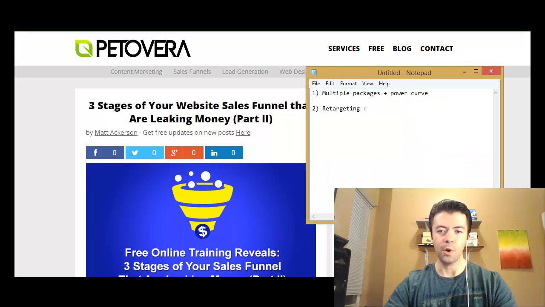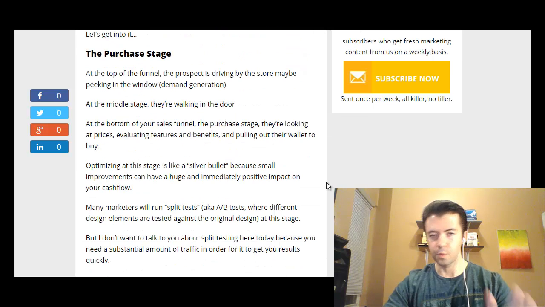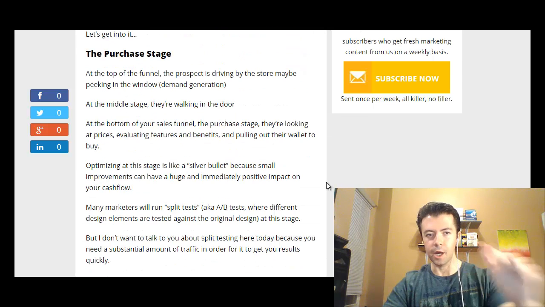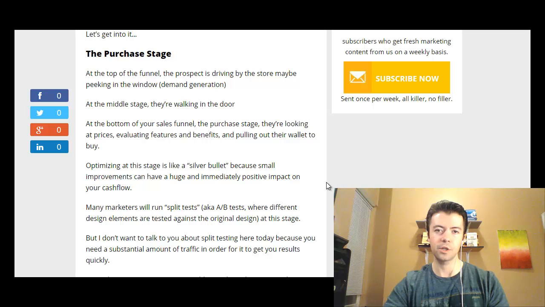So in this part, what I want to go over with you are 3 things. Number 1, we're talking about the purchase stage today, and under that stage, we're going to be talking about 3 tips on how to increase conversions in the purchase stage. We can call it purchase rate optimization.